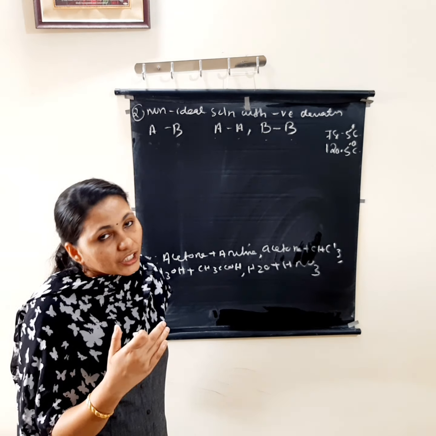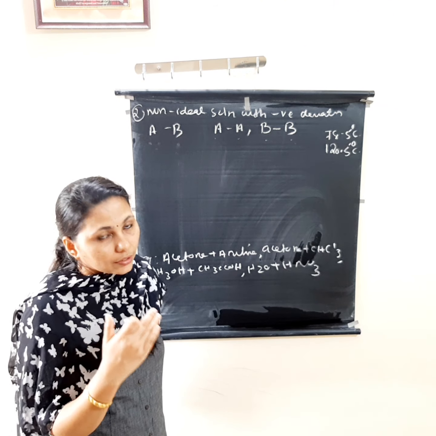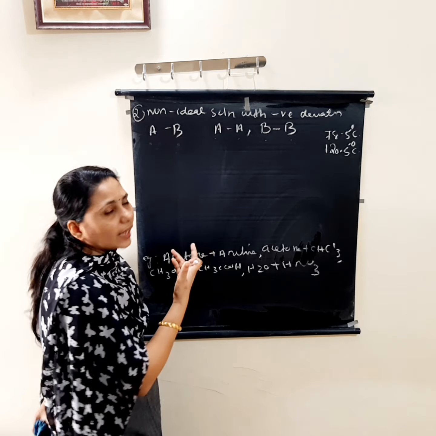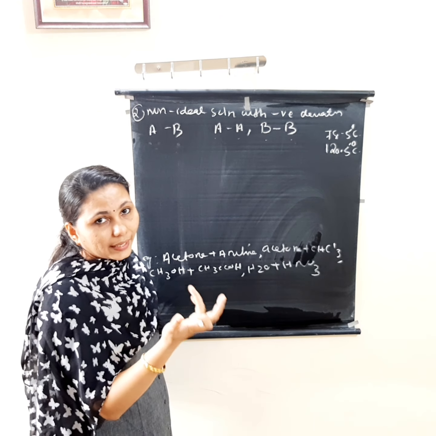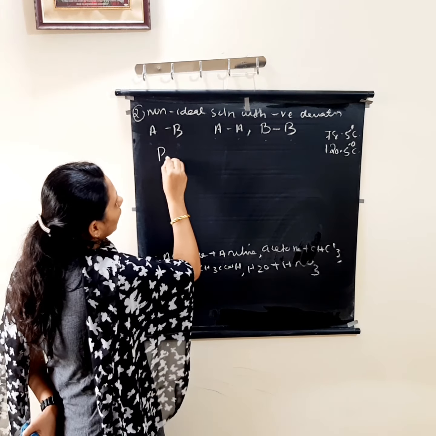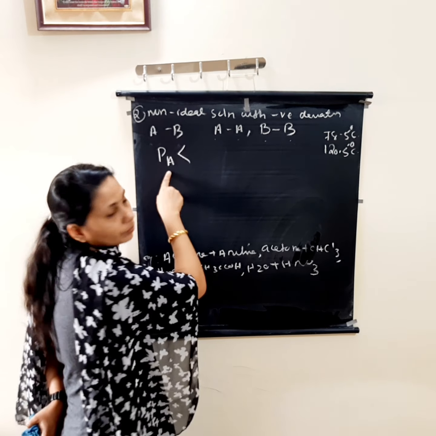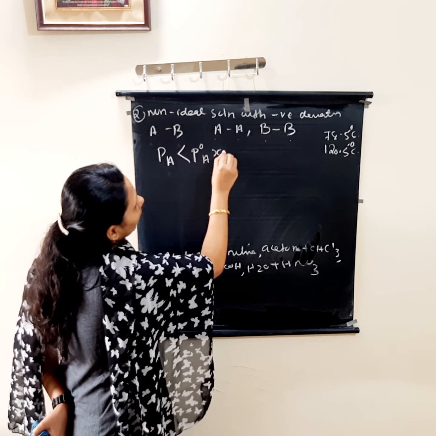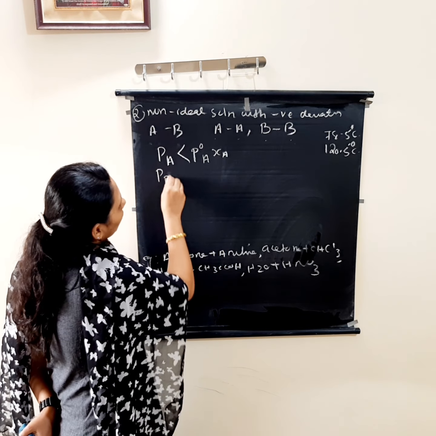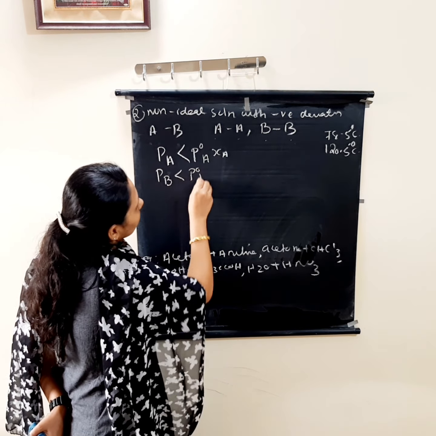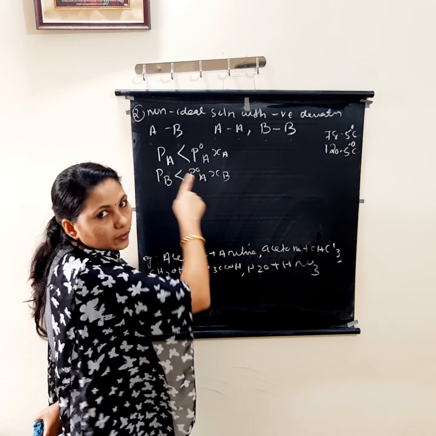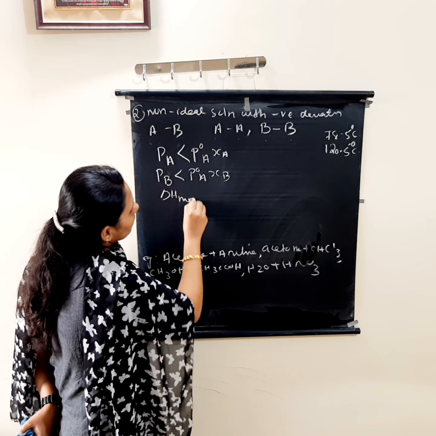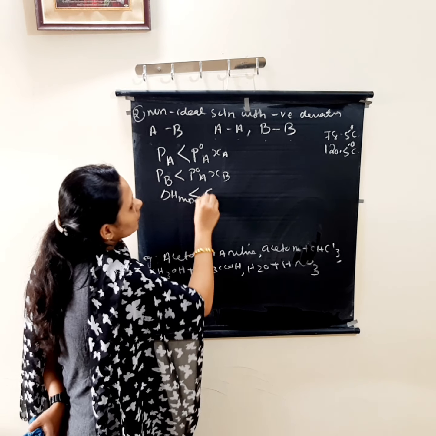That's why they are showing the negative deviation. Then how can we write the characteristics of a solution showing negative deviation? PA, the partial pressure of A, will be less than P0A XA. And for component B, PB will be less than P0B XB. In case of positive deviation, it was greater than. Then delta H mixing is less than 0.